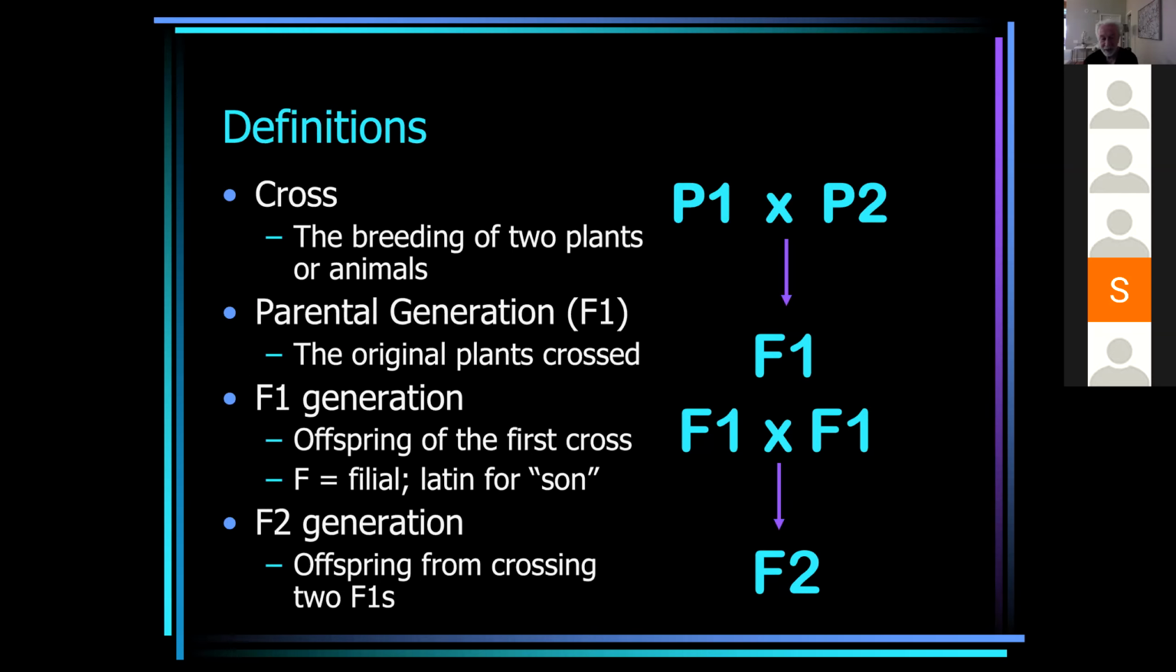Then if you take two individuals from the F1 generation and cross them with each other, you get the F2. That was a critical step for Mendel.